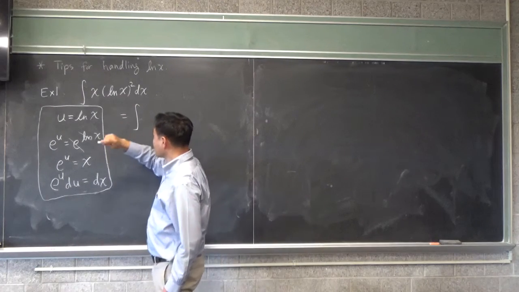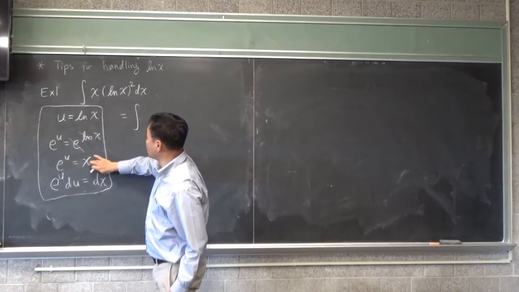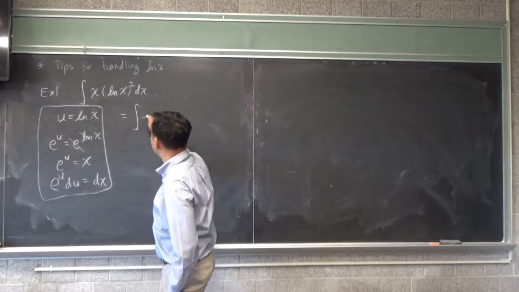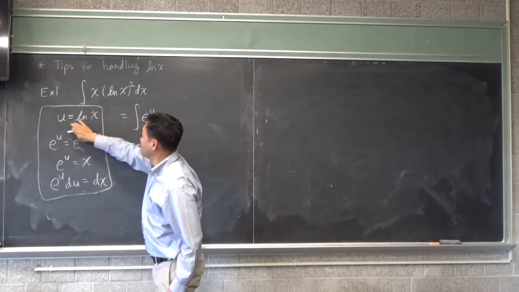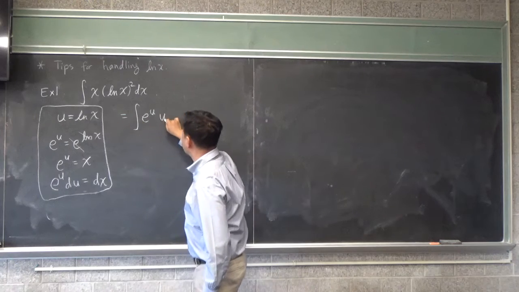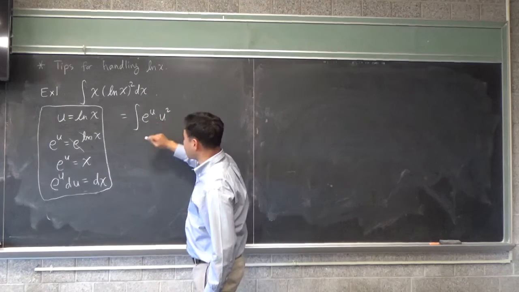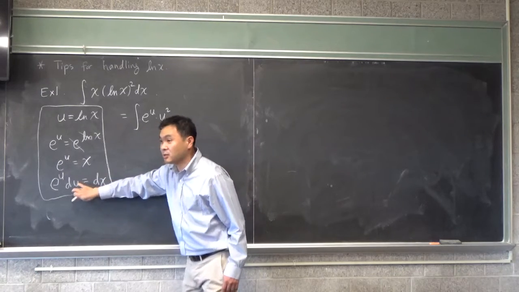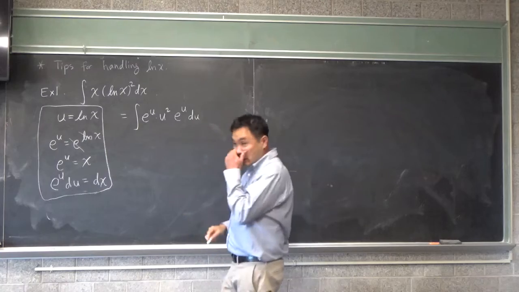Now, let's try to change things. So x is what? According to here, it's e to the u. What's ln x? u. And there's a square, so it's u squared. What's dx? e to the u du. All right, now what?